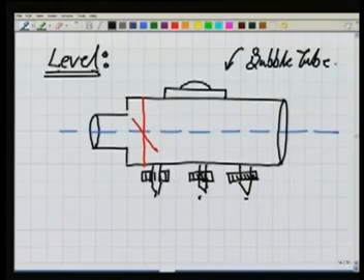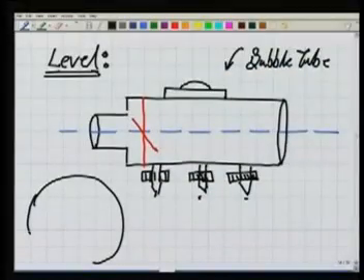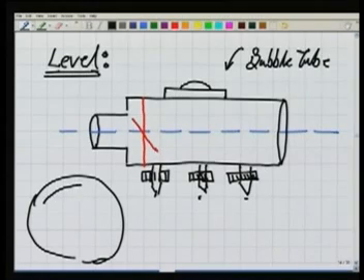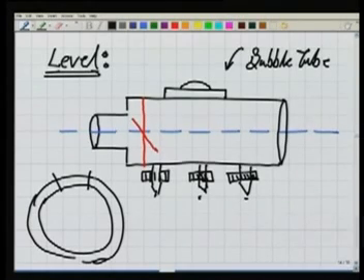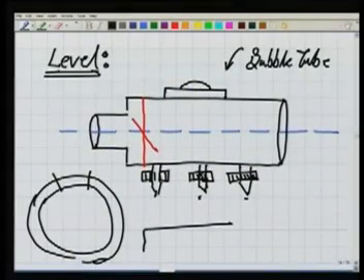Now what is a bubble tube? We have already seen this when we were talking about the theodolite. We know a bubble tube is a part of a very large circular glass tube. So I am just cutting a little part from this glass tube and encasing it in some casing. If I see it in the plan, this is the casing.